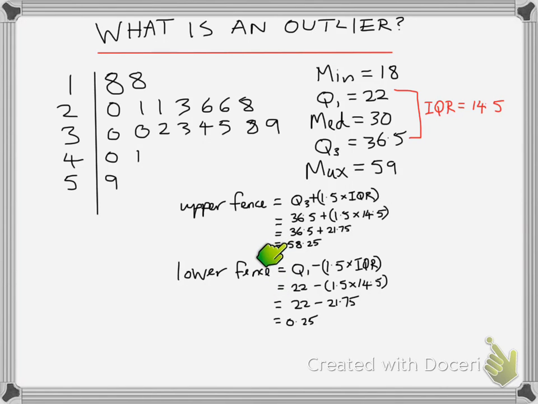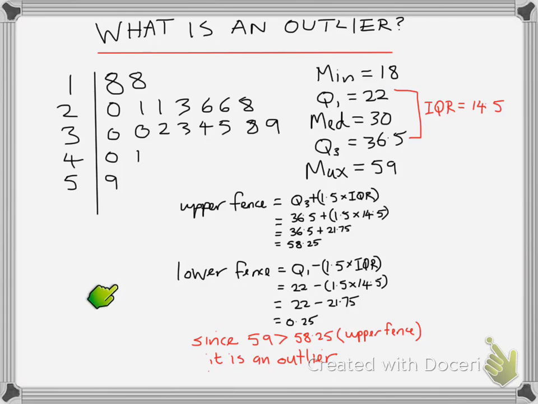And then we look at those values and say, right, the upper fence is 58.25, so that's the largest value that's acceptable. When we look at our stem plot, we see we've got a value of 59, so that would be considered an outlier. We should then write that since 59 is greater than 58.25, or the upper fence, it must be an outlier.